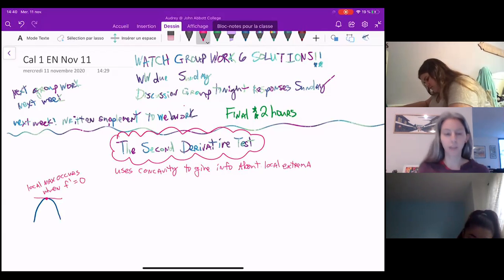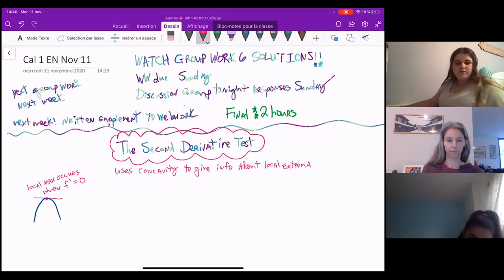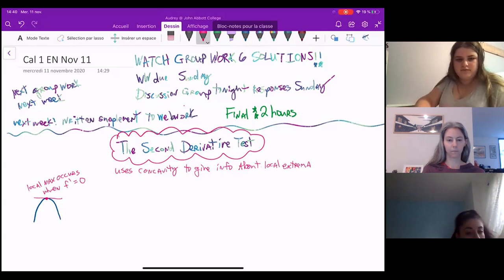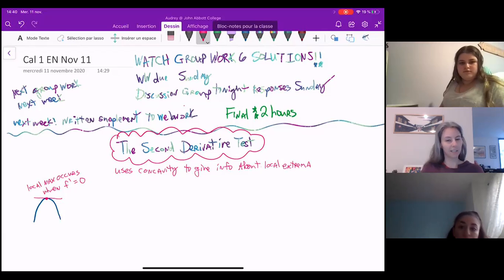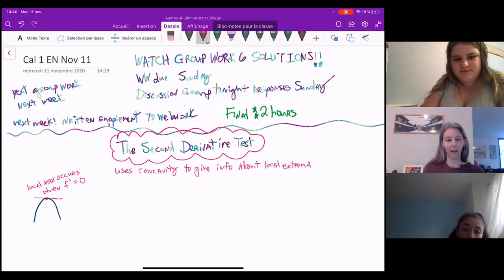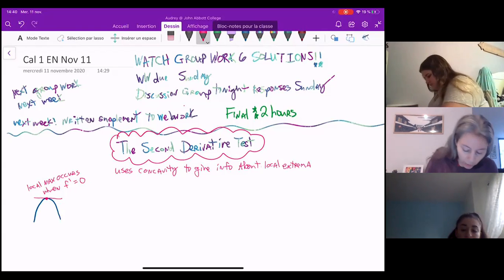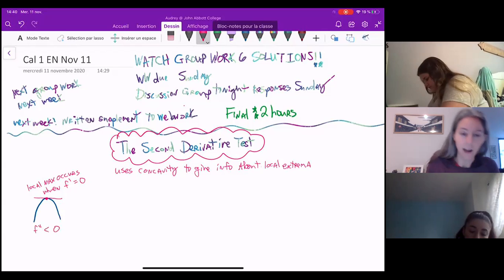Now, on this curve that I just drew, what can I say about the second derivative? Positive? Is this thing sad or is it happy? Yeah, it's sad. And remember, sad goes with negativity. So this is sad, therefore the second derivative is negative.